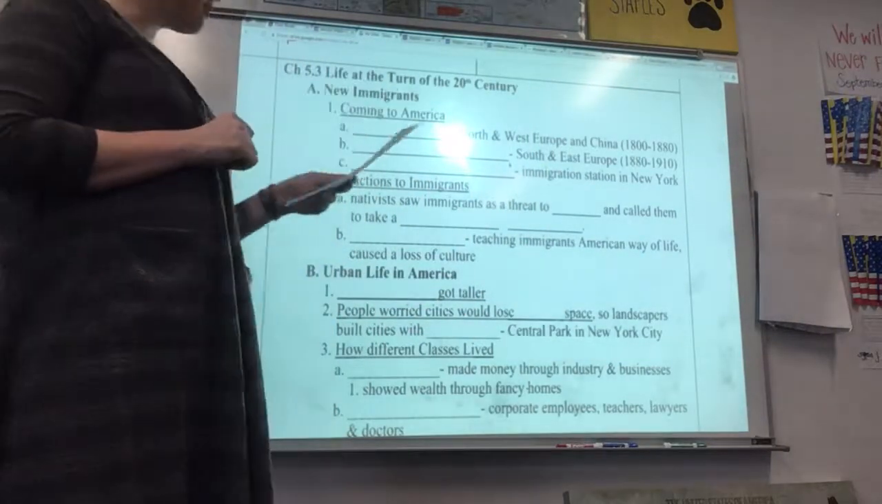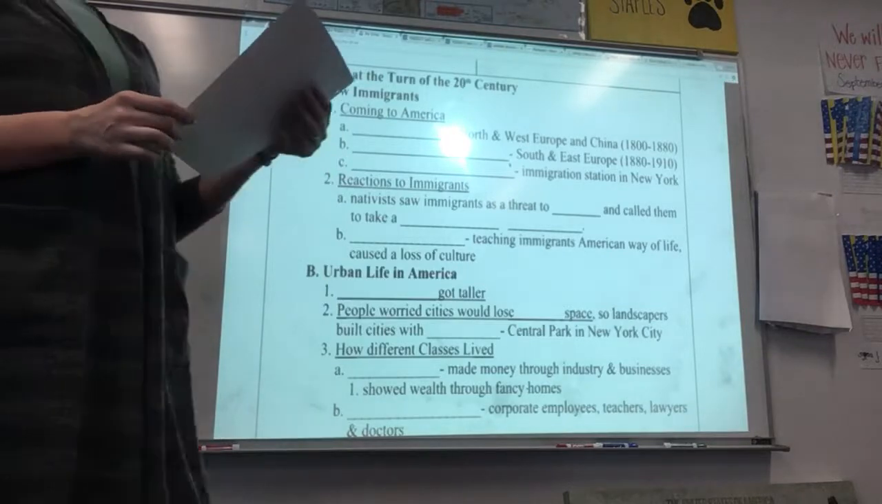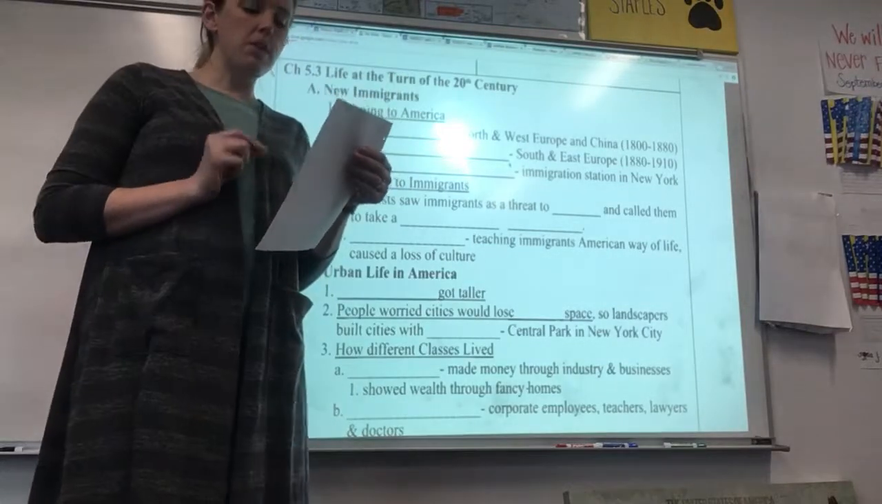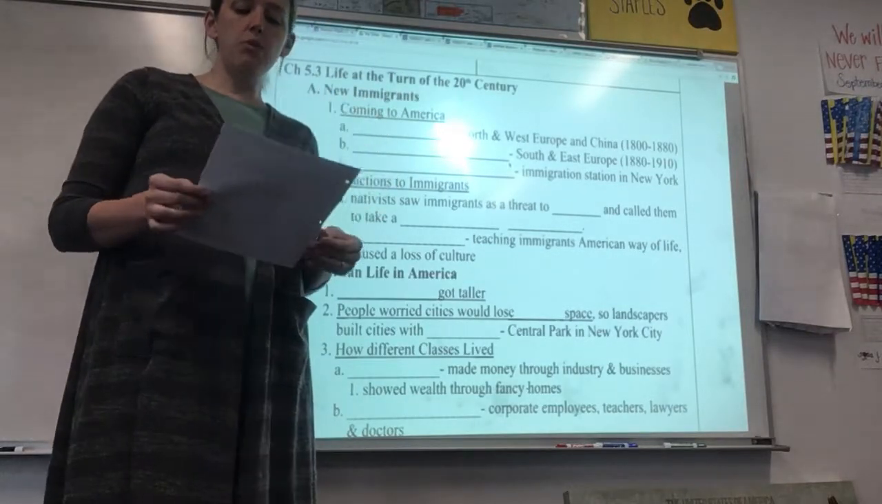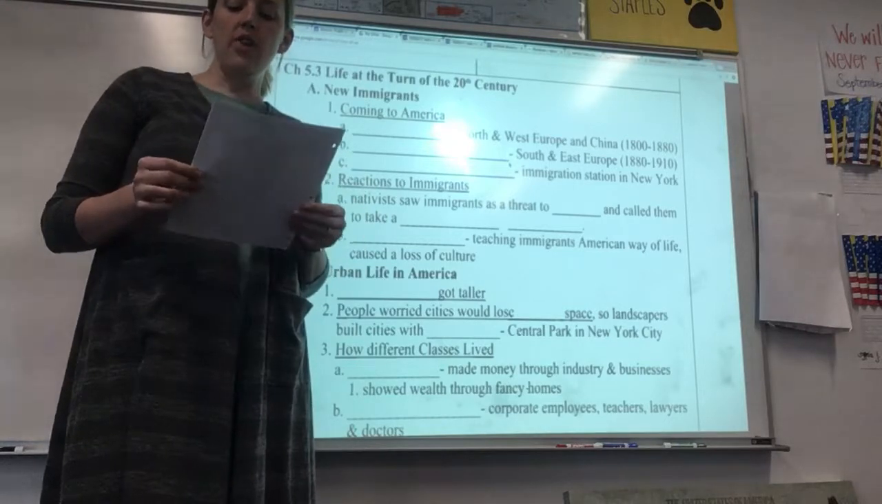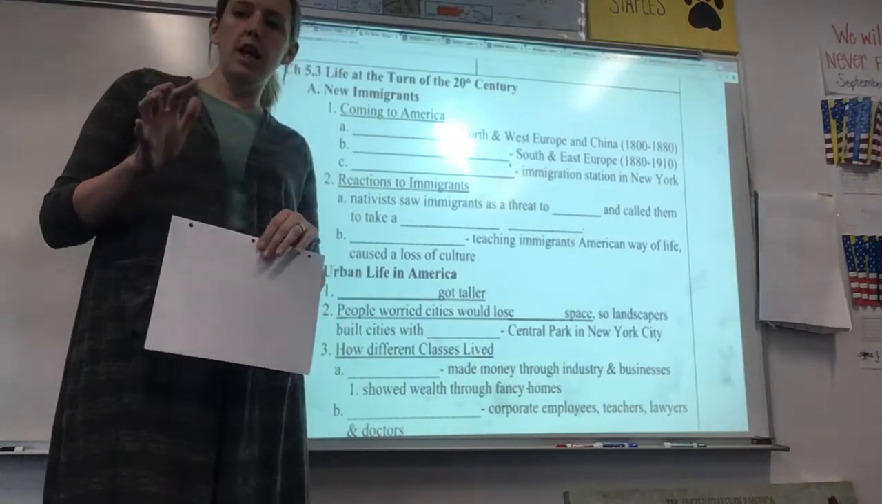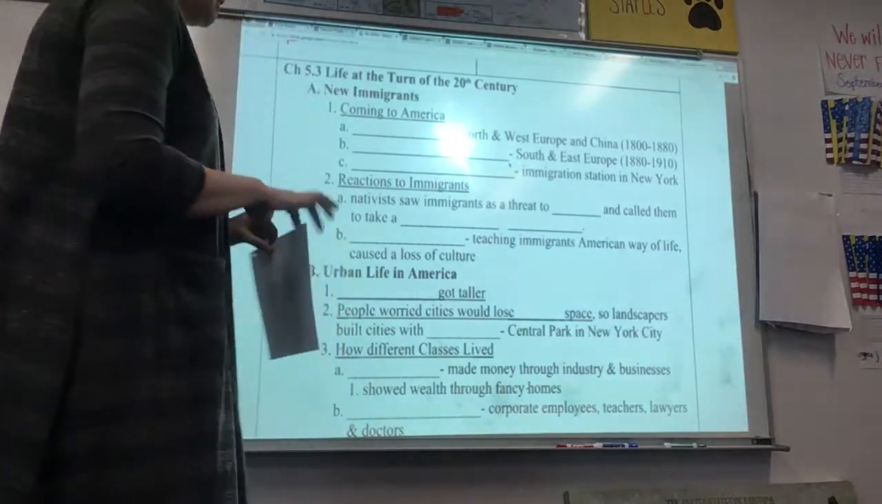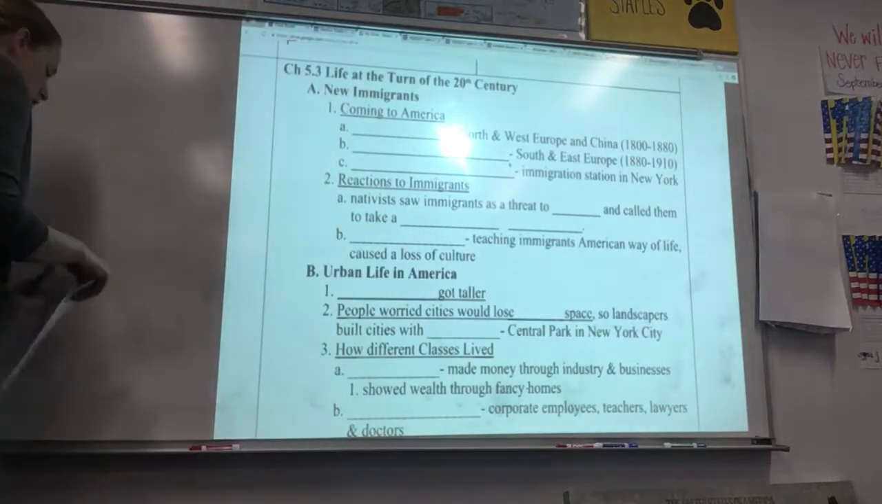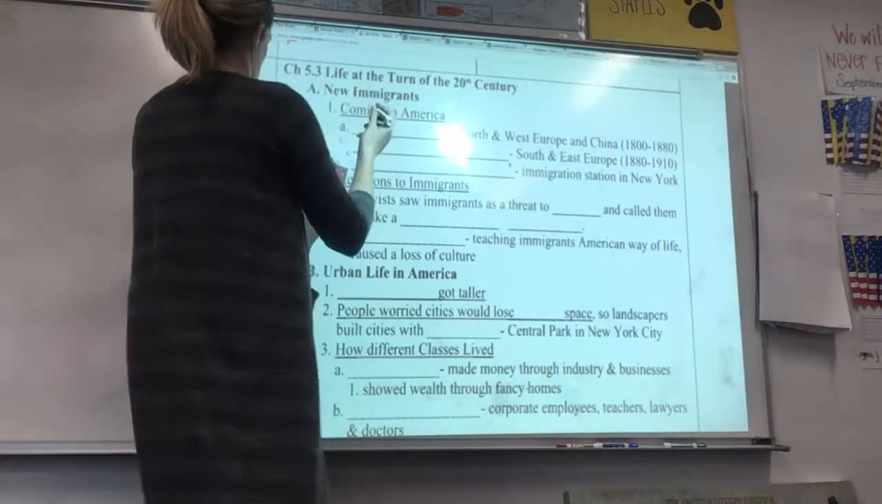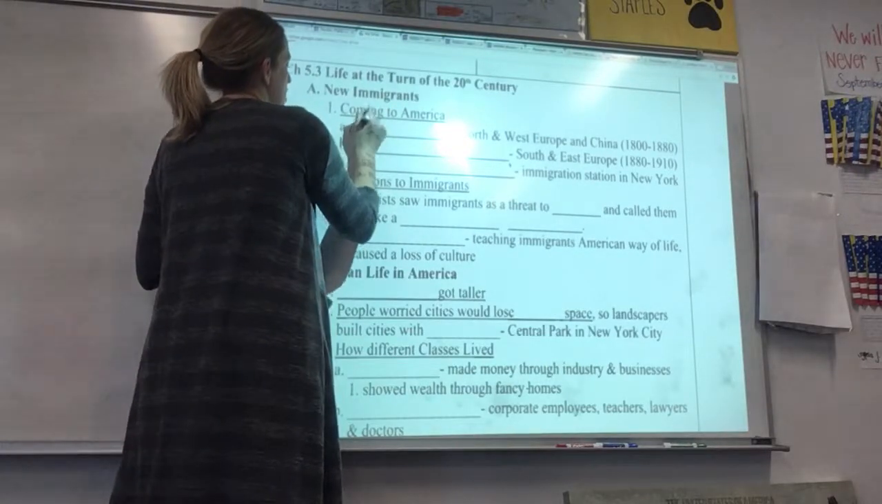Alright, so when new immigrants came to America, there were two groups. The first group, we called them old immigrants. They came from North and Western Europe and China. This is like 1800, 1880s. Okay, so it's the beginning of the 1800s. So on your notes, you're going to put old immigrants.